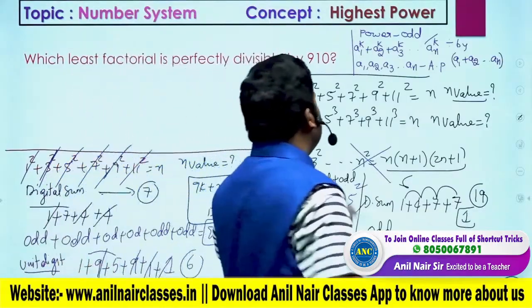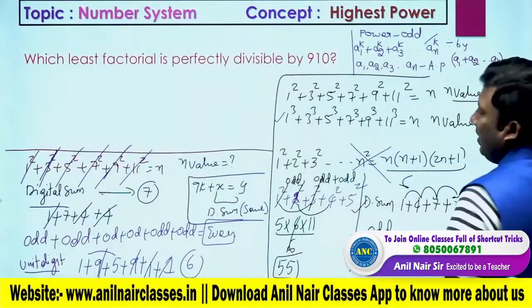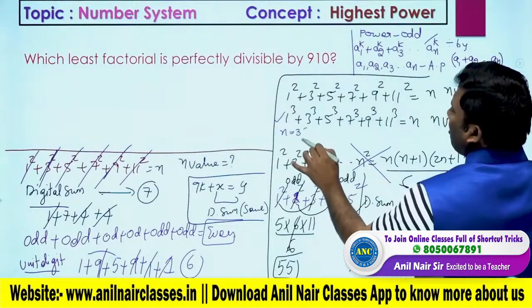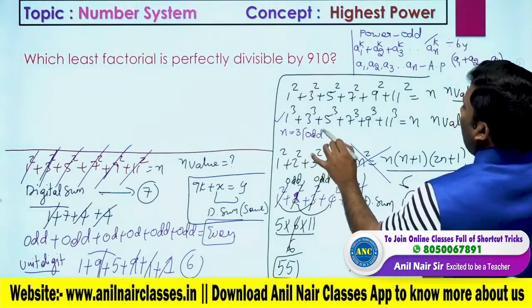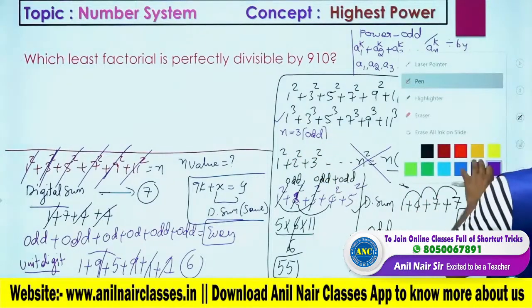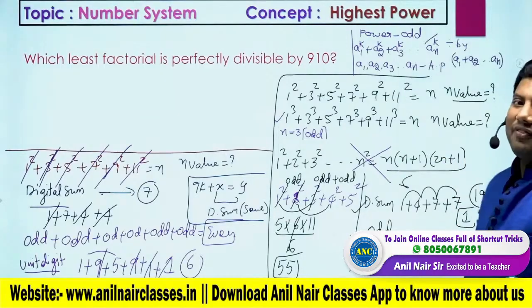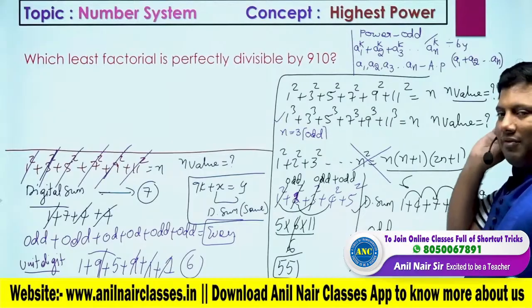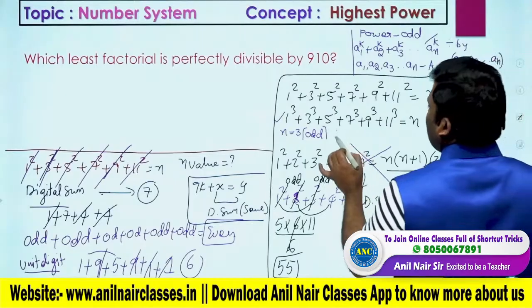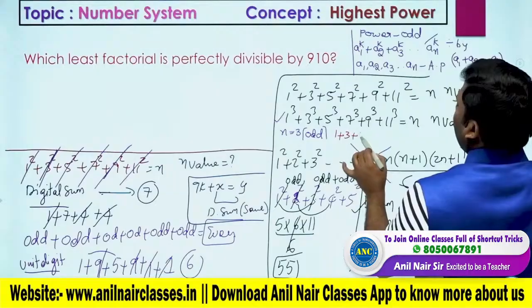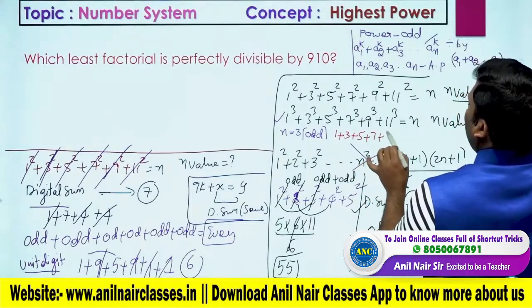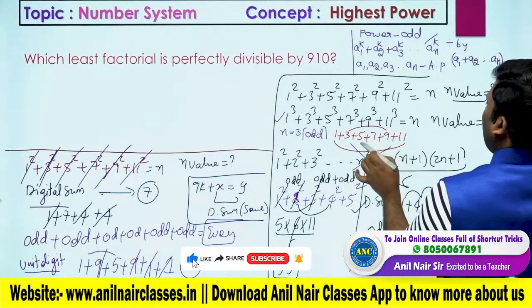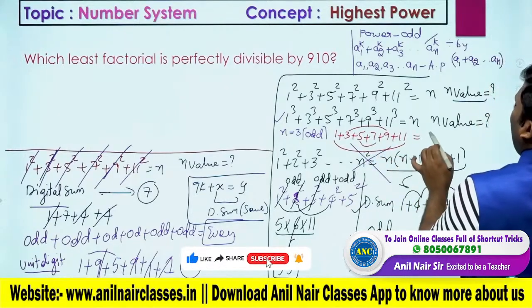Only to discuss this concept, this problem is given. Power is an odd number, 3. The bases are 1, 3, 5, 7, 9, 11. It is always divisible by the sum of the bases. The sum of the bases is 1 plus 3 plus 5 plus 7 plus 9 plus 11. 1 plus 11 is 12, 3 plus 9 is 12, 5 plus 7 is 12.